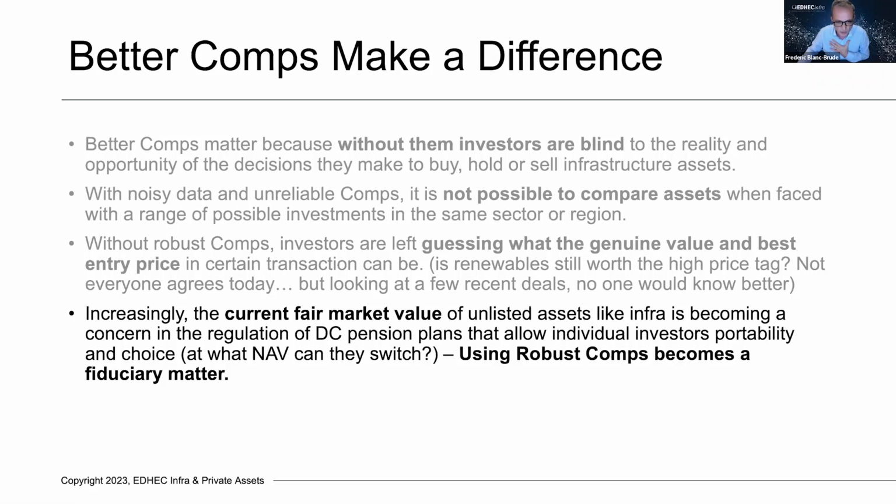Another reason why it's important is because the fair market value of these assets is becoming increasingly a concern for the regulator, in particular for DC pension plans, where individual investors can switch. At which NAVs should they switch? They switch sometimes on a daily basis. So in this context, using robust comps becomes a fiduciary question. Is it fair to individual members how values are being assessed?